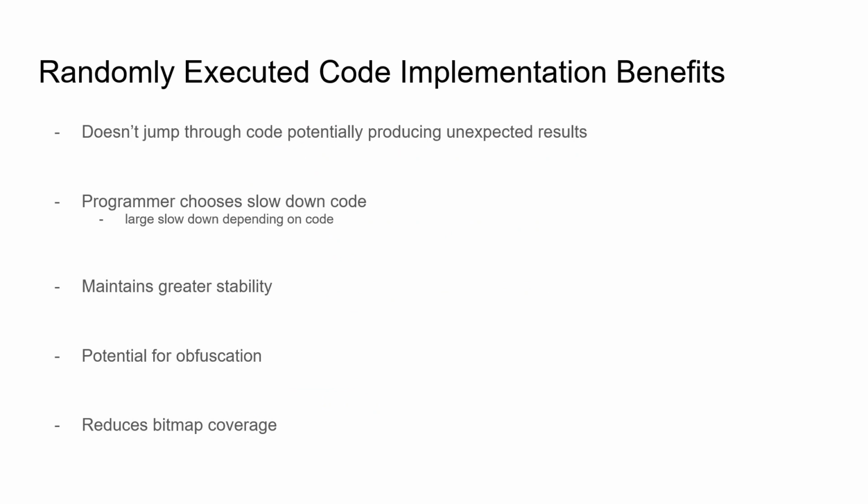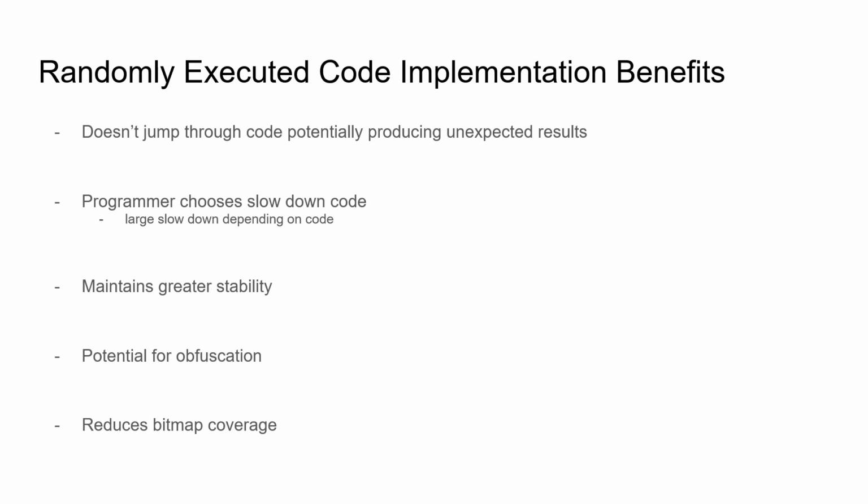So here are some benefits to the randomly executed code implementation. The randomly executed code doesn't jump through code, which could potentially produce unexpected results in the same way that the randomized jumps method does. The programmer chooses the slowdown code. They can choose what is acceptable for their program in order to prevent counter-fuzzing, and there's potential for a large slowdown depending on what code they implement.